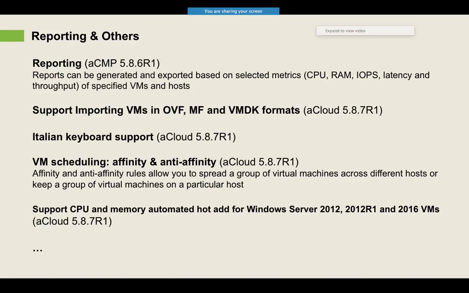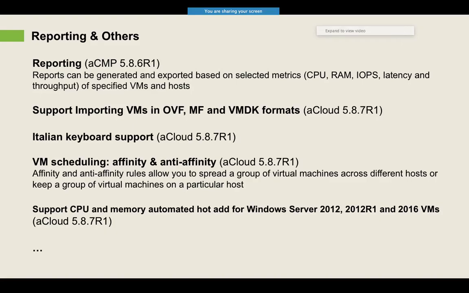And on the new version, we will also be supporting importing VMs in OVF, MF, and VMDK formats. Previously, we could only support OVA and VMA. And lots of partners and customers gave feedback to us that VMware no longer supports exporting OVA format VMs, right? They can only export VMDK or OVF. So now on this version, we can support importing VMs in OVF and VMDK formats. And this will simplify the migration from other third-party virtualization platforms to SANGFOR's aCloud platform.